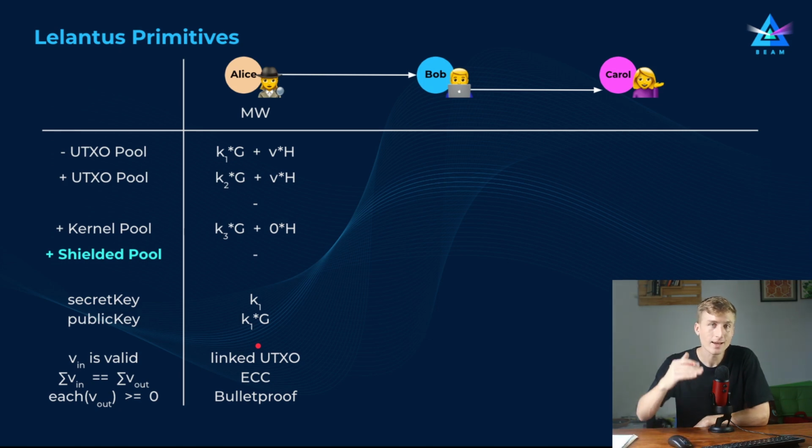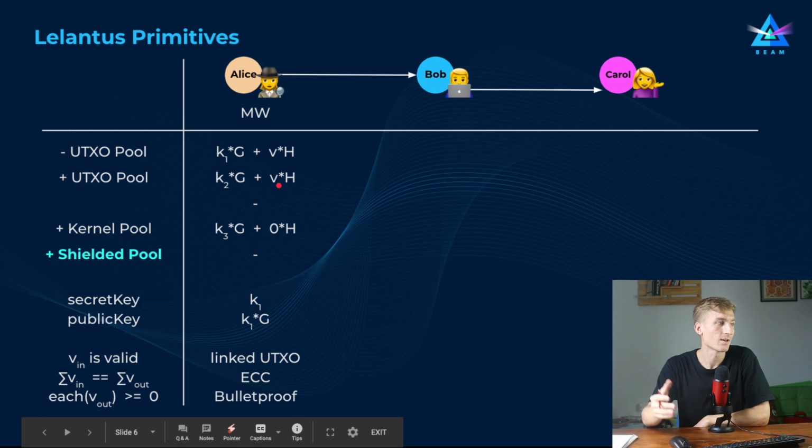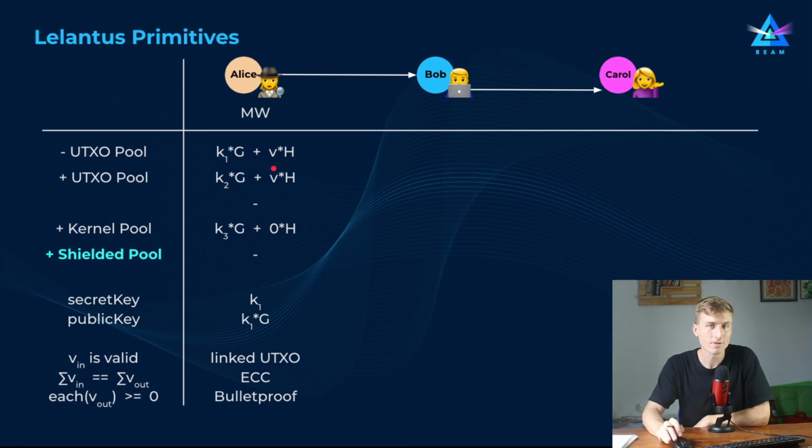So in terms of validating this input, this is valid because it's linked to an old UTXO that was already approved. That output is valid because these V's balance out, and that's done with ECC cryptography. By the way, let us know below if you want to see a video on ECC cryptography, because we could totally do that. And then finally, we need a bulletproof to prove that neither of these are negative numbers. So we're not creating new coins, right?